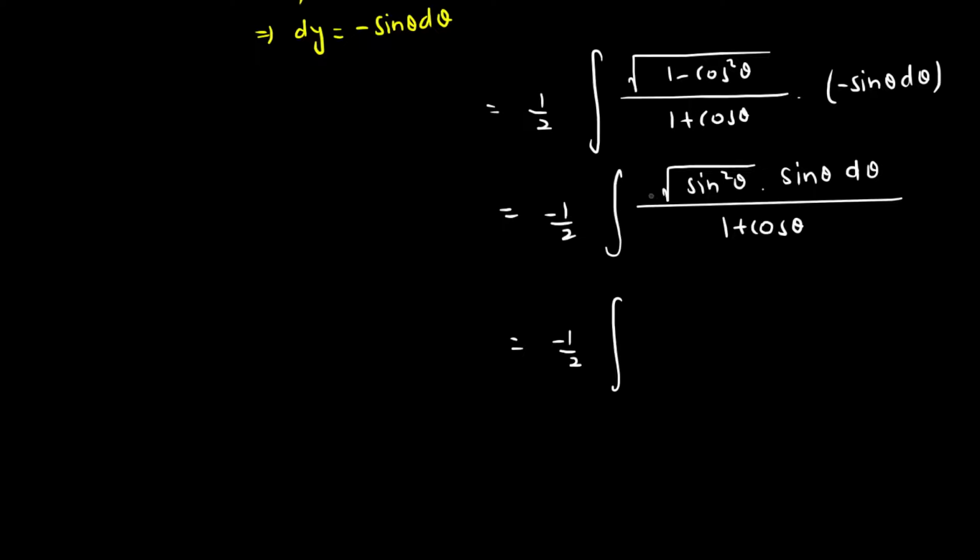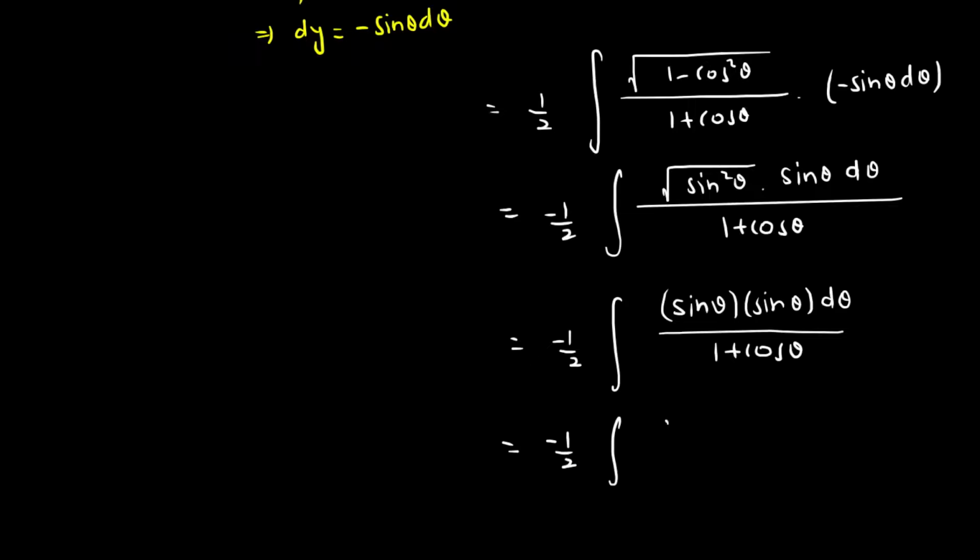But the question to you is, why is that not minus of sine theta? Because root of sine squared theta is basically the absolute value of sine theta. So why am I writing just sine theta and not minus sine theta? That's for you to think, and you can comment on the comment section. So this is sine theta times sine theta over 1 plus cos theta. So that's going to look like negative 1 over 2 integral of sine squared theta over 1 plus cos theta.